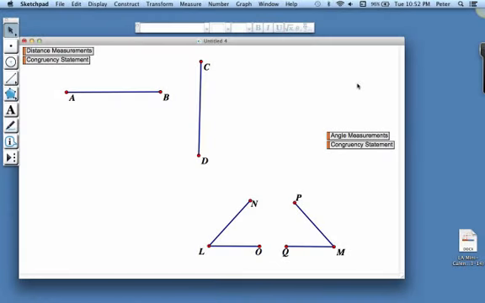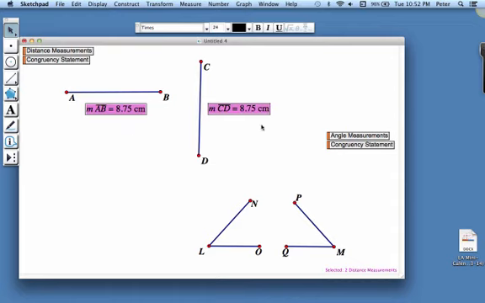There's one last bit of vocabulary in this section before we move on to the EduCreations tutorial on parts of a degree. And that deals with what happens when you have two segments or two angles that have the same size. If we looked at the length of AB and the length of CD, we would see that they are both 8.75 centimeters, which would mean that the two lengths are equal. But they don't occupy the same position in space. So we can't say that AB is equal to CD, only that their measures are equal.